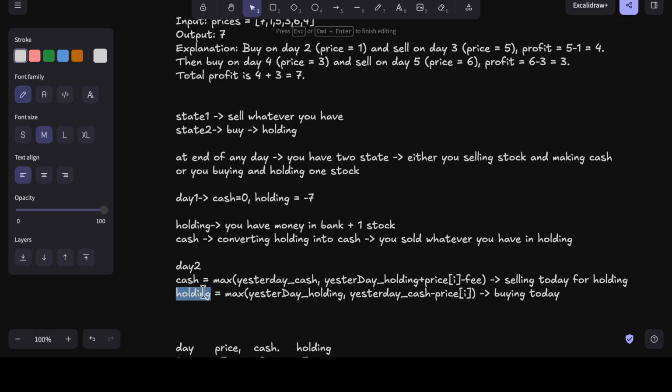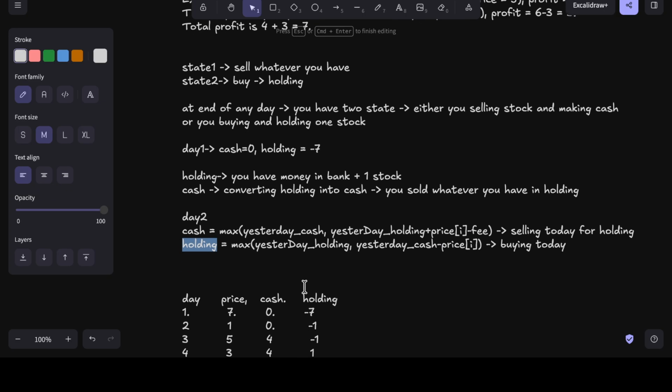For holding, you do a similar formula: whatever holding you had yesterday, and if you are buying today, you use whatever cash you had yesterday to buy the stock on the current day. Whatever the price is for today, you subtract from the cash you have in the bank. So that's the holding.